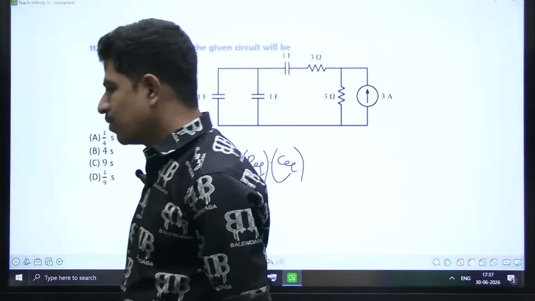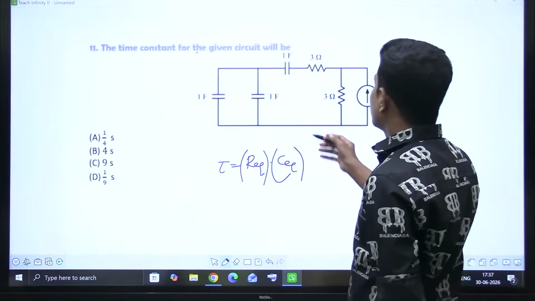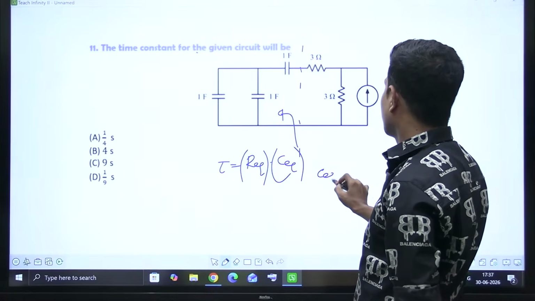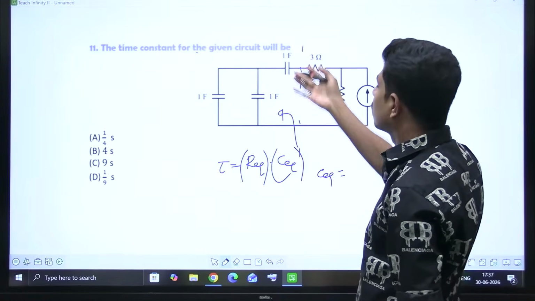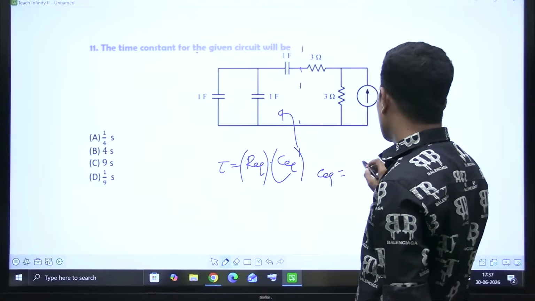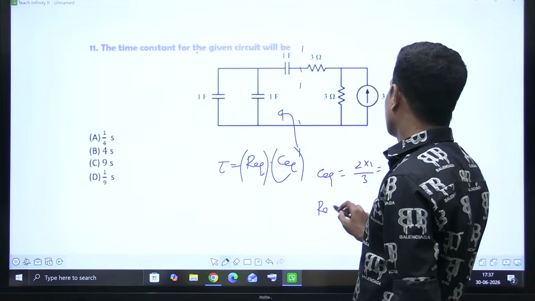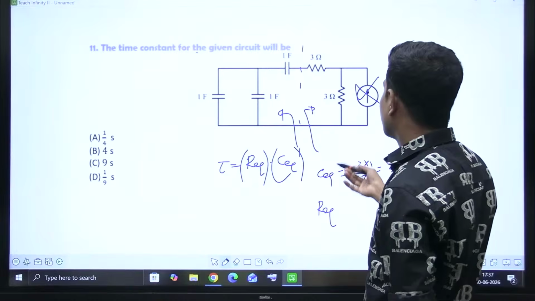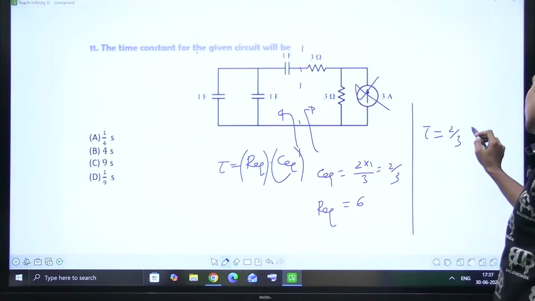Answer please. This is a damn simple question, man. The answer is R equivalent into C equivalent. As I told you, divide your network into two parts. For C equivalent, the 1 farad capacitance in parallel will be added to 2 in series with 1. That will be like the parallel combination of resistances. 2 into 1 by 2 plus 1 is 3, that is 2 by 3. What is R equivalent? Current source can be open circuited, voltage source can be short circuited. 3 plus 3 will be 6. Now tau is equal to 2 by 3 into 6.